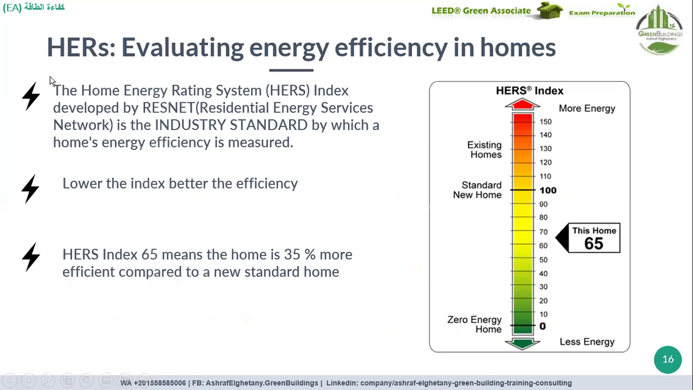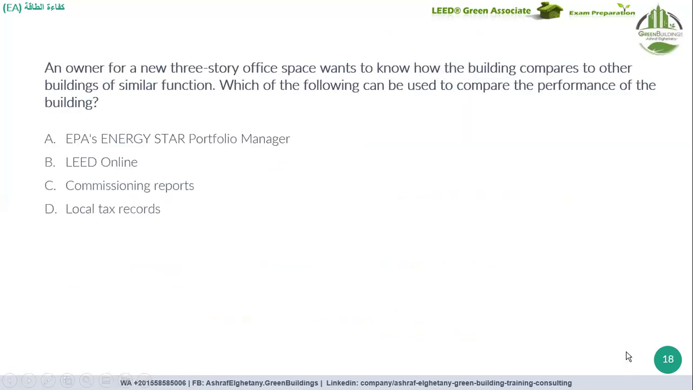HERS, or the Home Energy Rating System, just to know it, but it's not our topic. If you achieve 65, it means your efficiency is 35. And then you take a quiz.